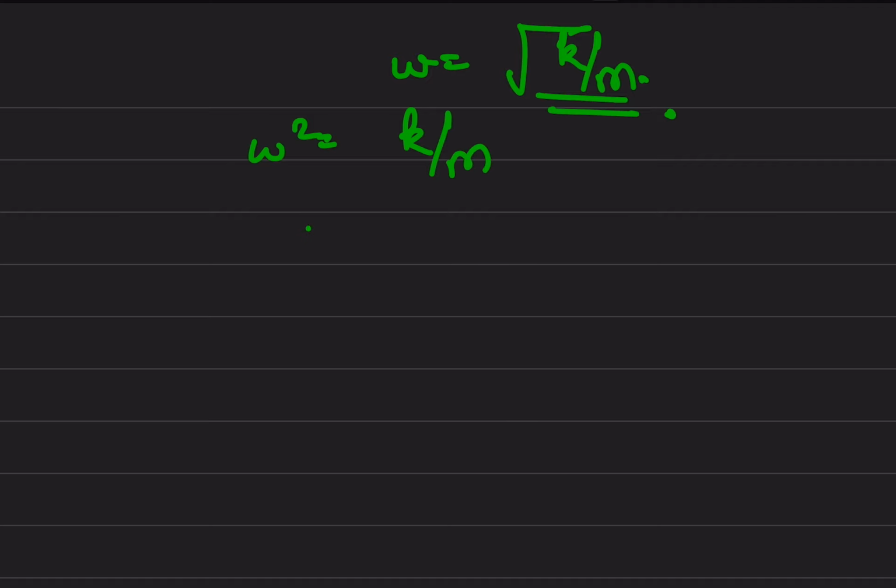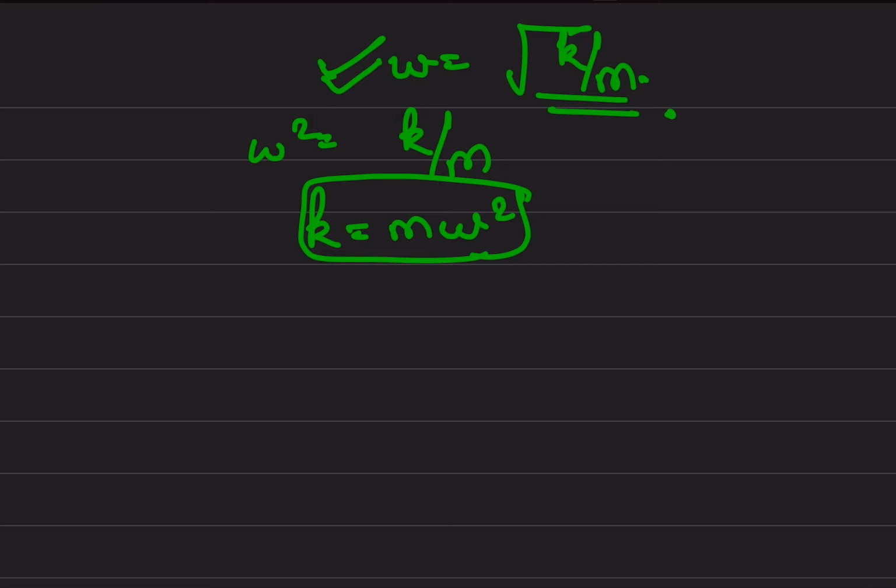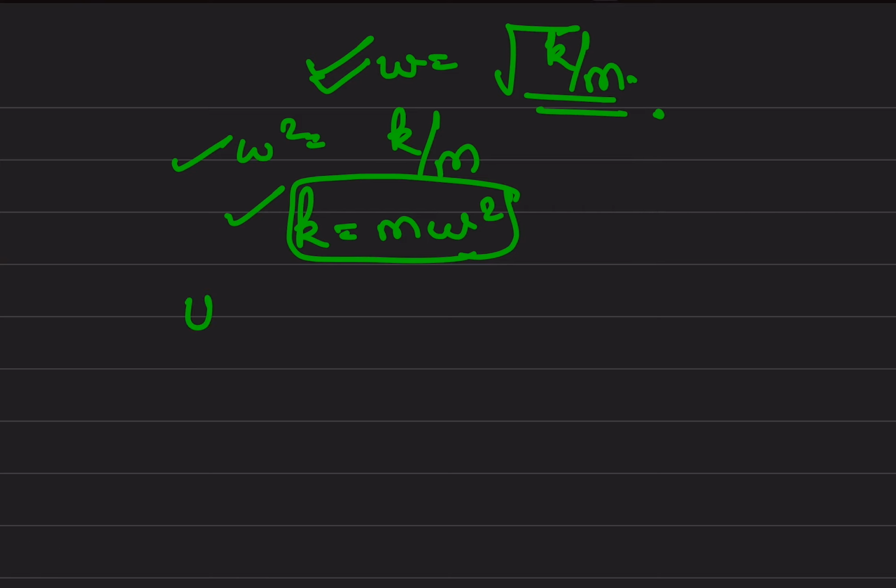As we know, omega, the angular frequency, is equal to root of k by m. So omega square is equal to k by m, or k is equal to m omega square. So the potential energy, which was half kx square, will be half m omega square x square.